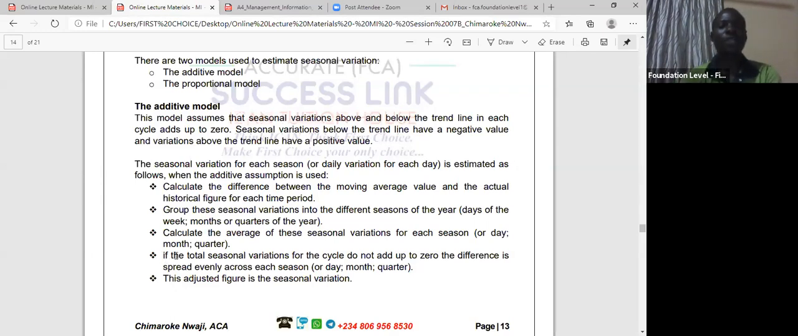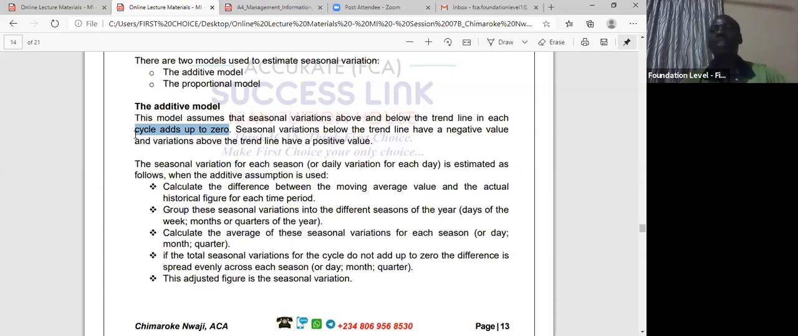Now, if the total seasonal variation for the cycle does not add up to 0, the difference is spread evenly across each season, day or quarter or month. So what we mean is that you find the average of Monday, find that of Tuesday, Wednesday, Thursday, Friday. When you add all those averages together, the assumption is that you must get 0. The cycle adds up to 0. So the averages of Monday to Friday should give you 0.